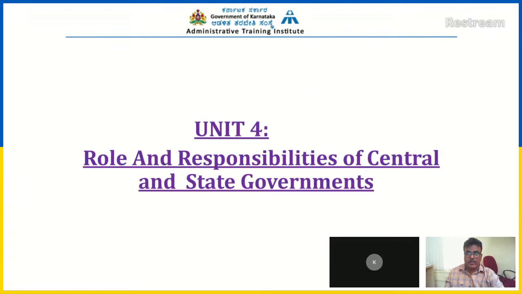For the next one, the last unit in this session is the role and responsibilities of central and state governments. According to your syllabus, Unit 4 is very important because all of you need to know how the central government, state government, and local authorities are supposed to perform under the provisions of the Disaster Management Act 2005. There is a disaster management policy framework at the central and state levels.